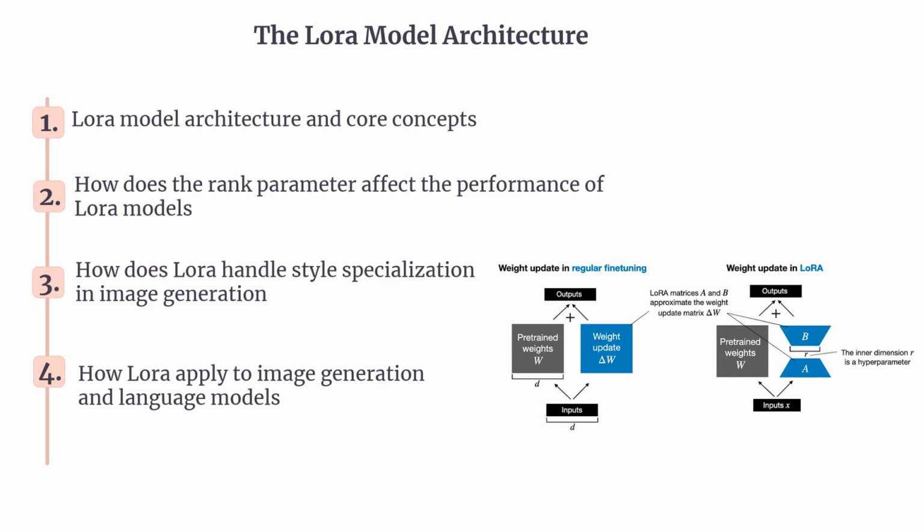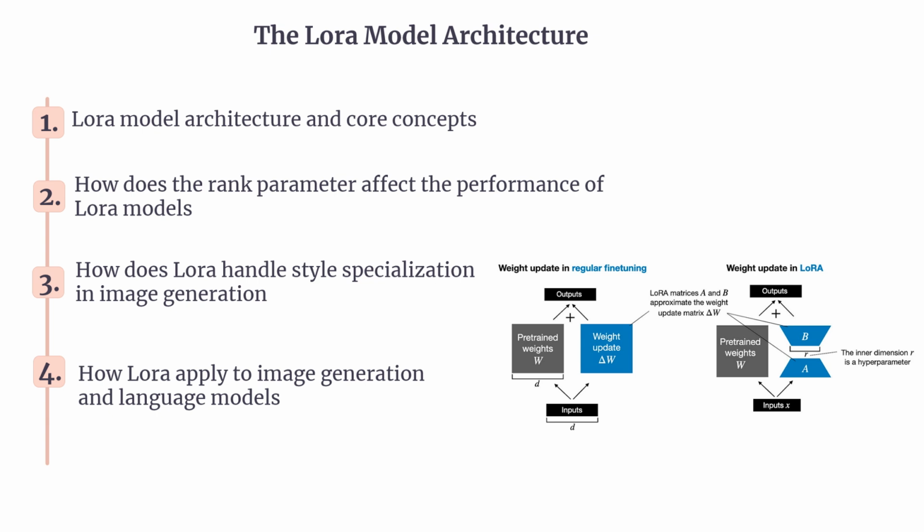Now, let's break down LoRA, low-rank adaptation, and how it works for fine-tuning large pre-trained models in a way that's both efficient and effective. Let's explore it in 4 parts. LoRA model architecture and core concepts. How does the rank parameter affect the performance of LoRA models? How does LoRA handle style specialization in image generation? How does LoRA apply to image generation and language models?